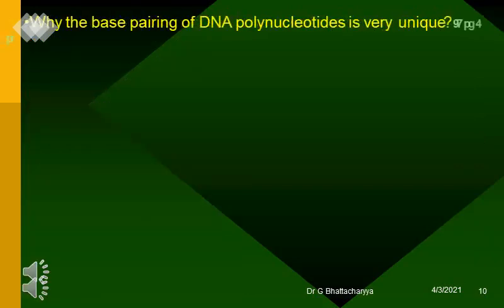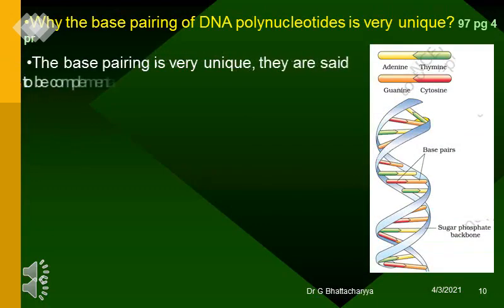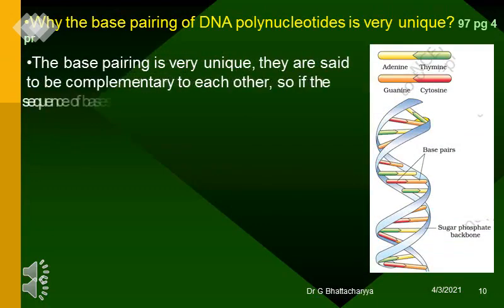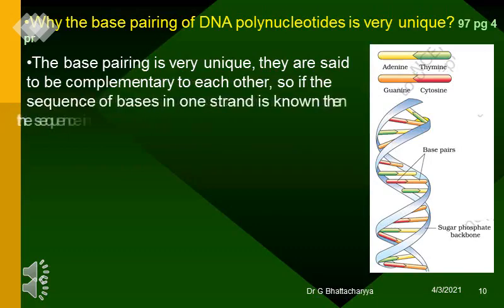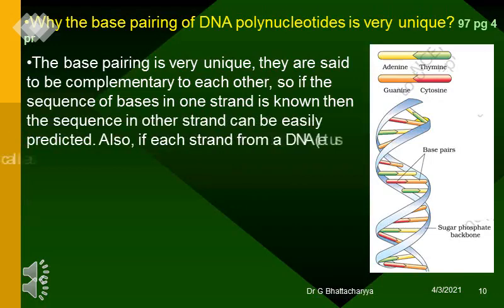Why is the base pairing of DNA polynucleotides very unique? The base pairing is very unique. The bases are said to be complementary to each other, so if the sequence of bases in one strand is known then the sequence in the other strand can be easily predicted.